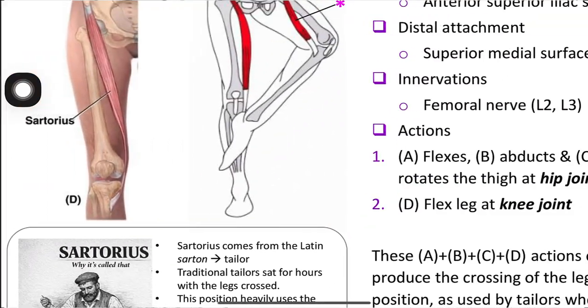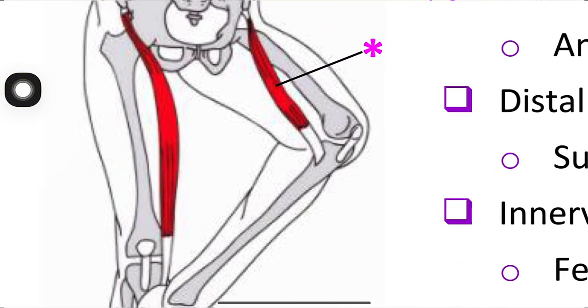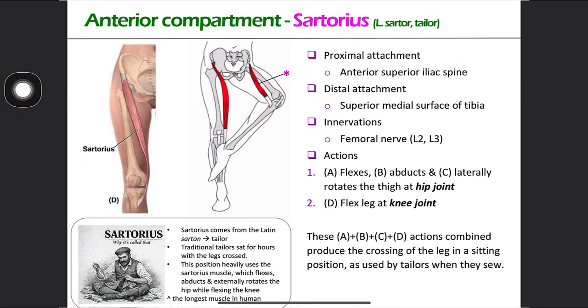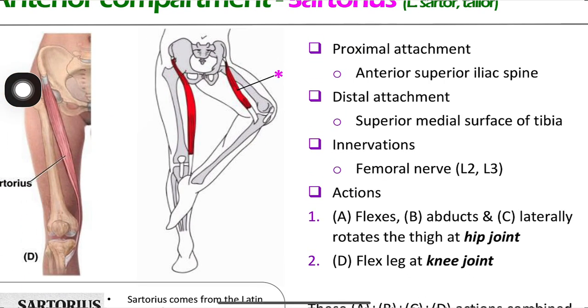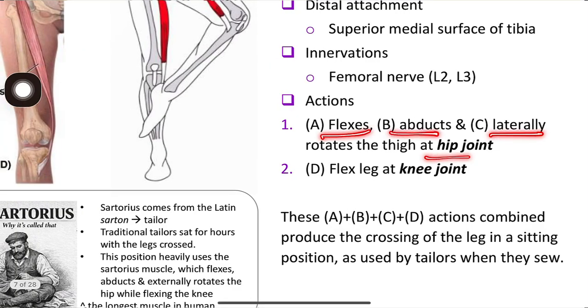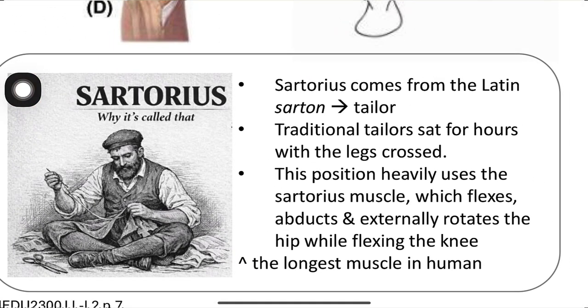Well, this muscle is amazing. 我好中意呢條 muscle. So this muscle, the proximal attachment site is the ASIS. And the distal attachment is the superior medial surface of the tibia. L2, L3, identical contributions. The action is to flex, abduct, and laterally rotate the thigh at the hip joint, and also flex the knee. So altogether it will give you this action, right?